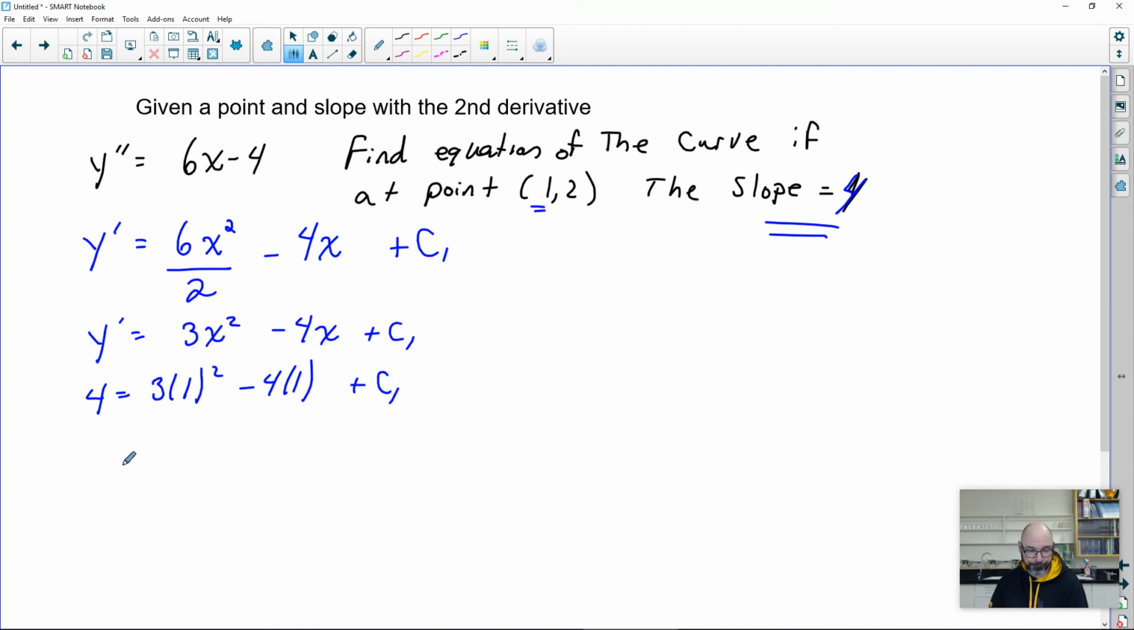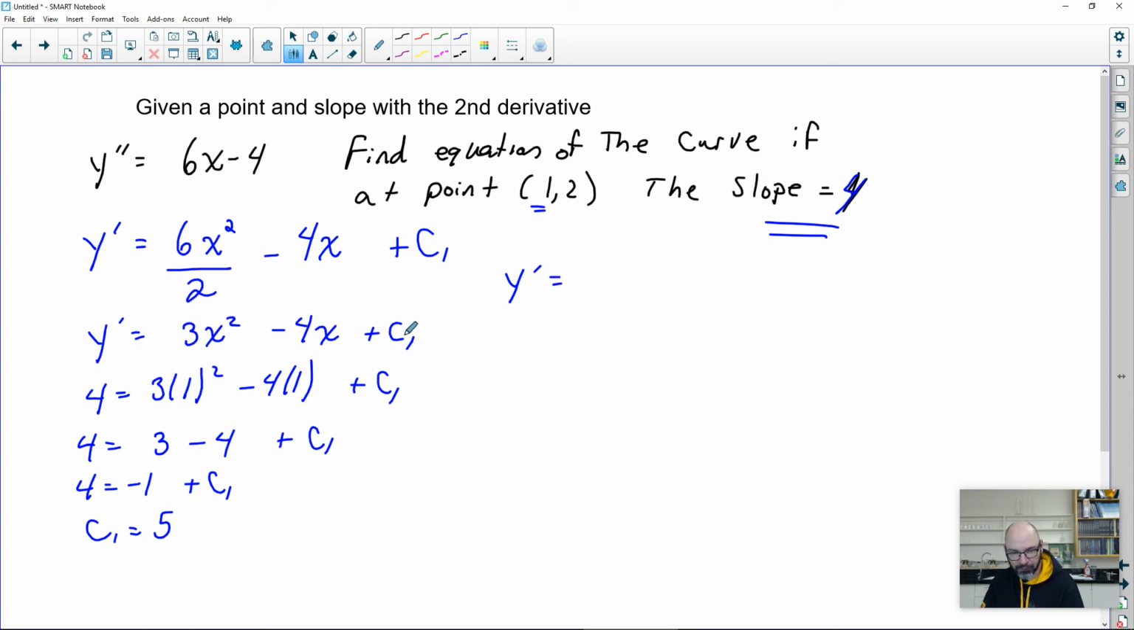What do we get? 4 equals 3 minus 4 plus c1. 4 equals minus 1 plus c1. c1 equals 5. So we've got a y prime now that is equal to 3x squared minus 4x, is that minus 5 or plus 5? Plus 5. Okay, so that is our halfway there.